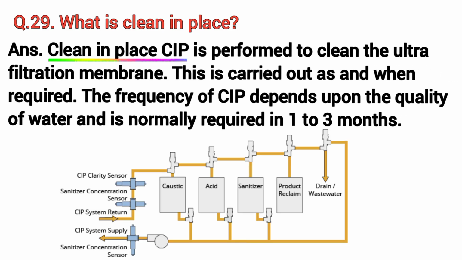Clean in place (CIP) is performed to clean the ultrafiltration membrane. This is carried out as and when required. The frequency of CIP depends upon the quality of water and is normally required in 1 to 3 months.